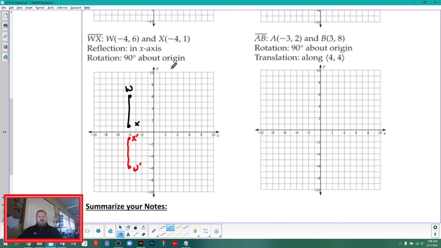Okay. The next one talks about a 90-degree rotation. If they don't give you a direction, that has to be counterclockwise. Wait. No. Sorry. It is counterclockwise. Sorry. I was thinking the right thing, but not saying the right thing. Okay, meaning this way. This is a standard rotation direction.